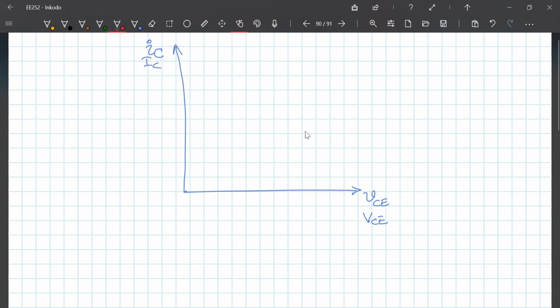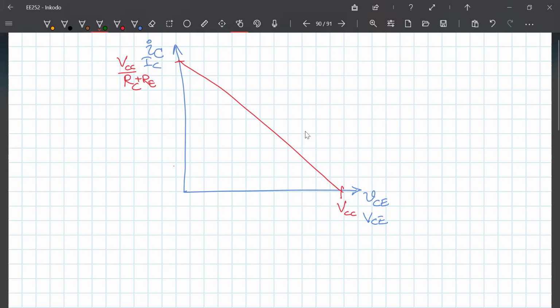So let me draw it in red. That's my DC load line. This value will be my VCC, and this value will be VCC divided by RC. If you have an RE also, that will also come into the picture. So let me call this RE also, whatever is in the collector-emitter loop. So this is my DC load line.